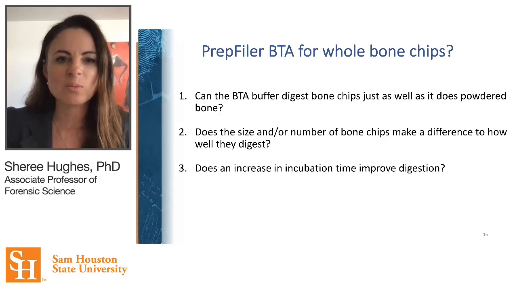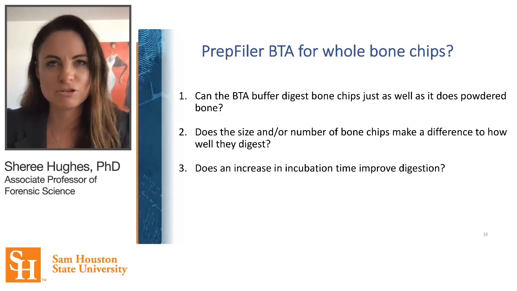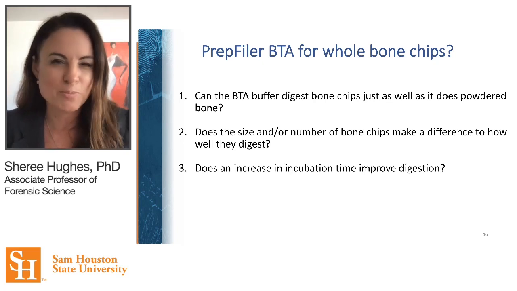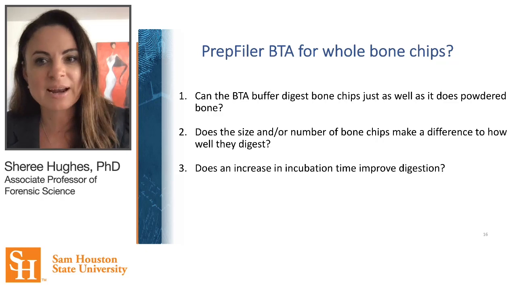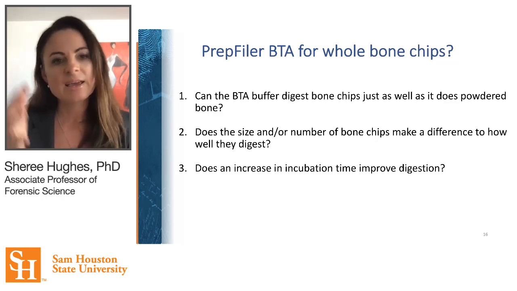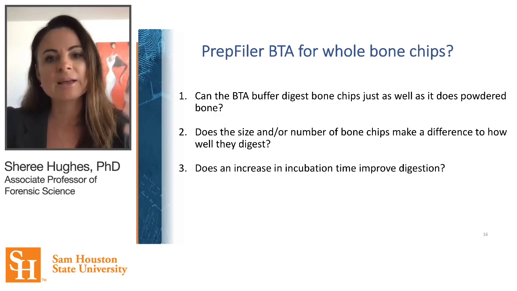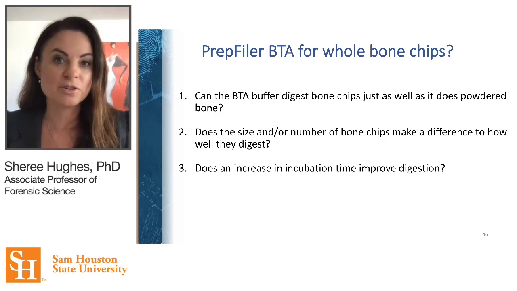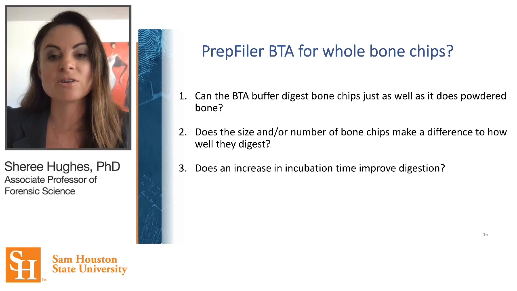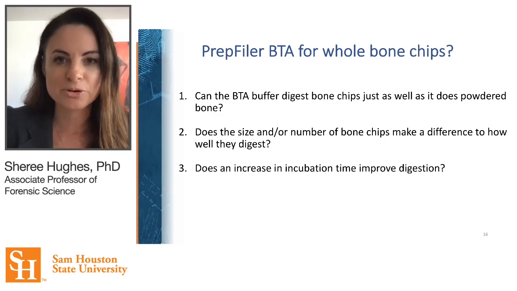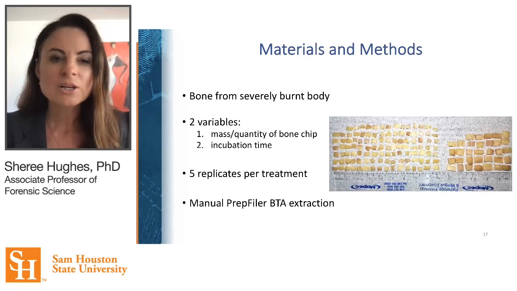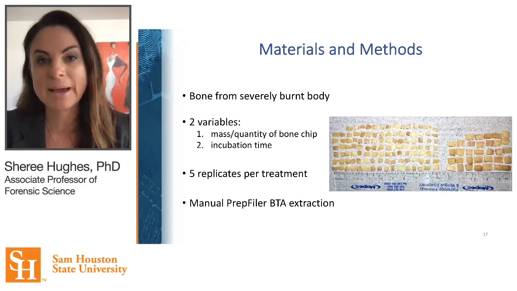So we wanted to look at, well, if the BTA buffer is really good at digesting from the bone powder, is it aggressive enough and effective enough on bone chips without having to powder it? And then if so, will the size and the number of chips that we use for digestion make a difference? And if we increase the initial incubation step because of the chips versus the powder, would that improve our results?